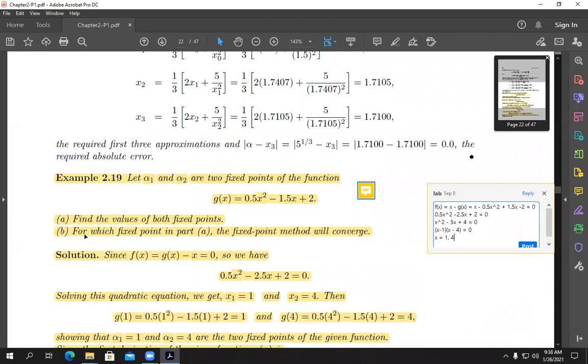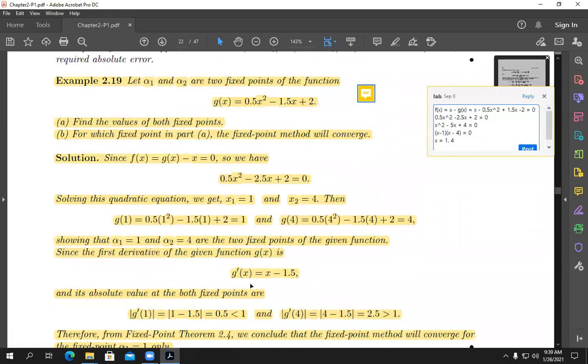Now, the second part, he says, for which fixed point will this method converge? So how can you check convergence? You take the derivative of g and check the derivative of g at 1 and 4. If less than 1, it converges. Greater than 1 diverges. So when you find g dash, what is the derivative of this one? The derivative is x minus 1.5, right? Because the derivative of x square is 2x, and 2 multiplied by 0.5 is 1. So x minus 1.5 is the derivative.